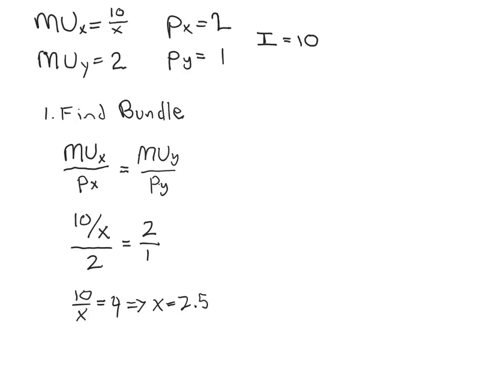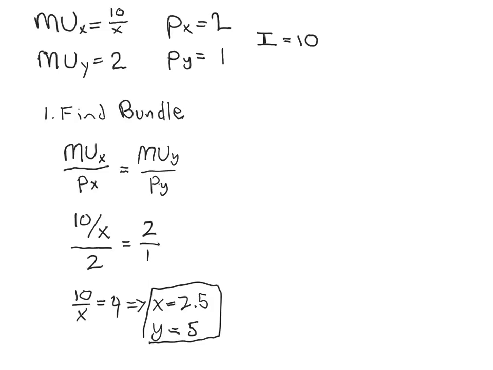And now knowing that we're going to buy 2.5 units of good X, if the price is $2 each, that means we're spending $5 on good X. And if we have $10 total, we can figure out how many Ys we'll buy. That's going to be 5. So here's our optimal bundle.